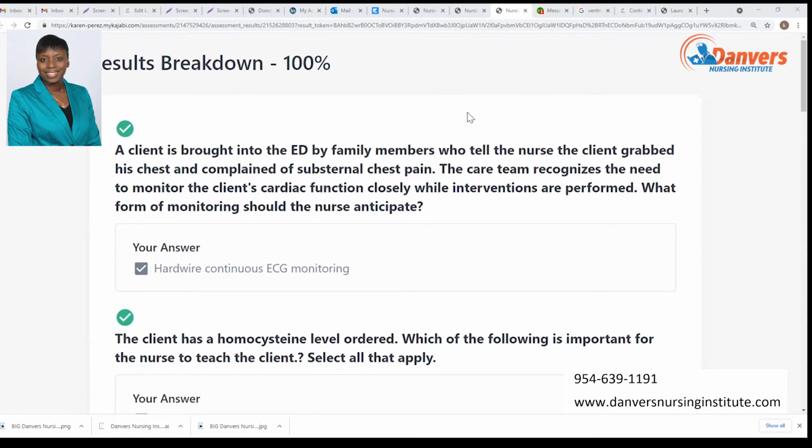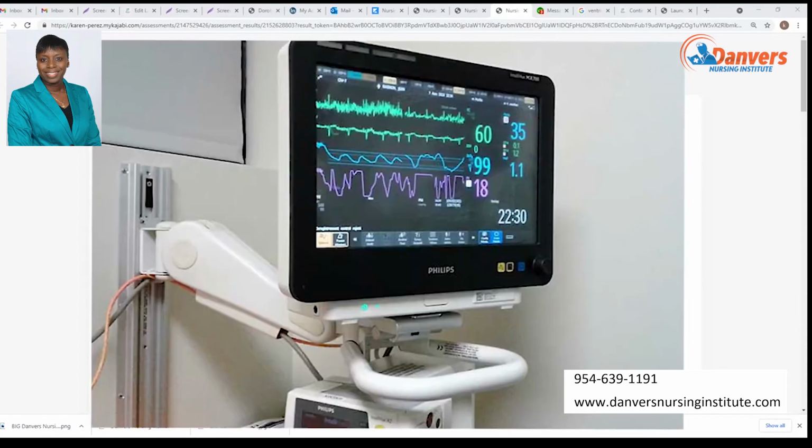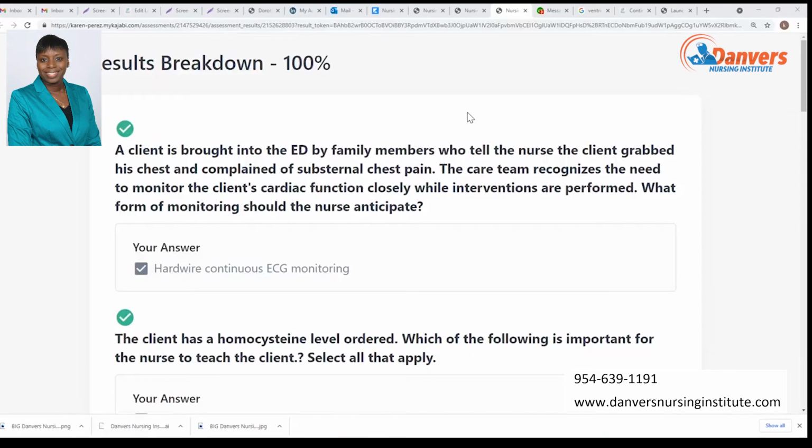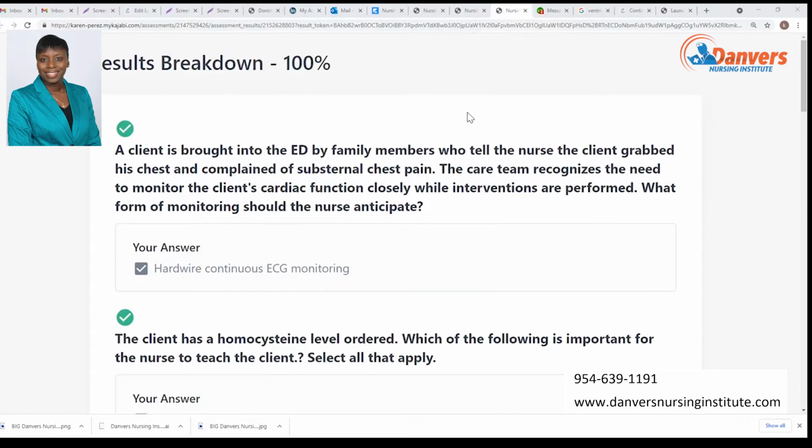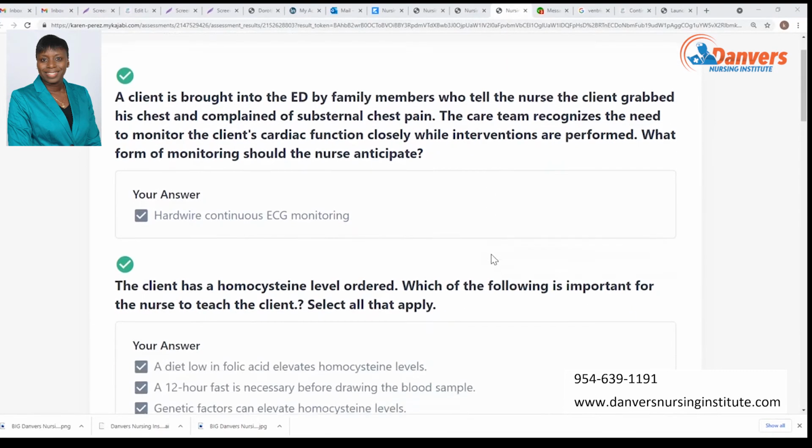What that means is that they're going to hook them up to the monitor. All right, so they may do a 12-lead EKG, which is on a portable machine, but this patient is going to need to be monitored. So the answer is hardwired continuous EKG monitoring.